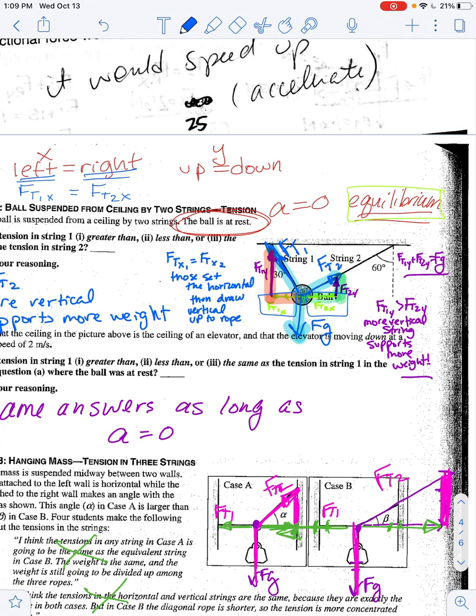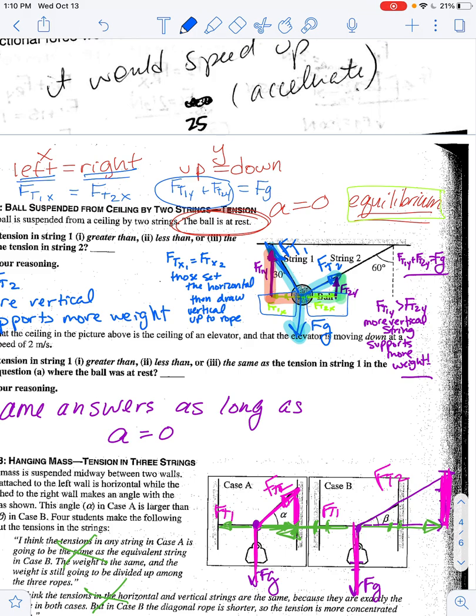Now in the y direction, I have two upward forces. I have both the force of tension 1y and the force of tension 2y. And those two added together have to equal the weight. Both of them together are supporting the weight of the object. These two forces do not have to be equal to each other.